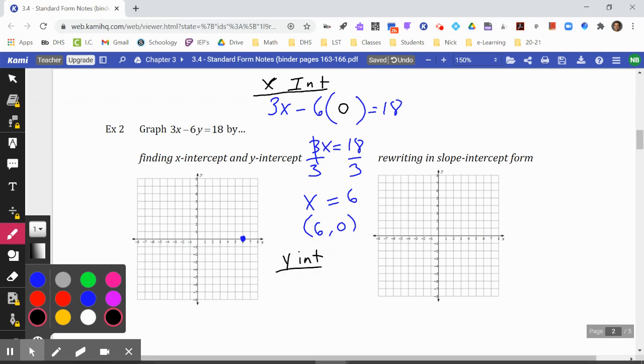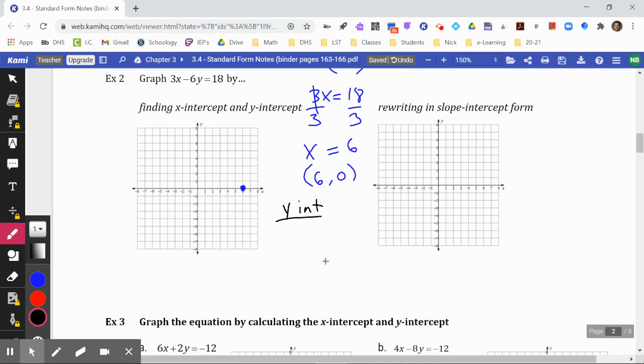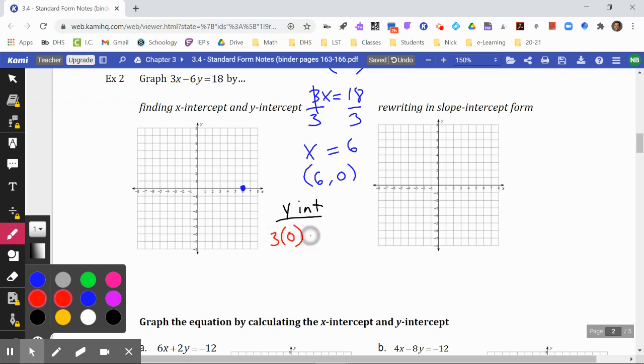All right, again, to find the y-intercept, I'm going to plug in 0 for x, and then just solve for y. So we're going to get 3 times 0 minus 6y is equal to 18. Well, 3 times 0 is 0. So I'm just left with negative 6y is equal to 18. And I know I've got to divide by negative 6 on both sides. And you get y is equal to negative 3, right? And this just means that my y-intercept is at negative 3. So my point is 0, comma, negative 3.